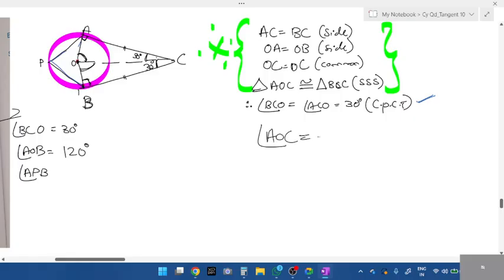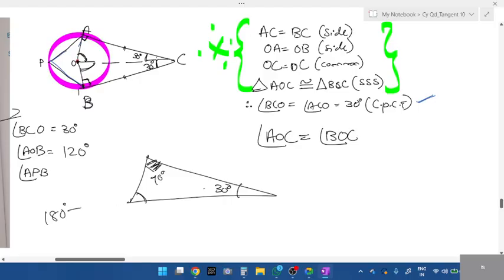Angle AOC will be equal to BOC. Even for this, same. If they are given 60, tell me what will be the value, students. If they had asked angle AOC, how will you find? This is 30 degrees, this is 90. What will be this angle? In a triangle, 180 minus 90 plus 30 is 120. This should be 60 degrees. Angle AOC and BOC both are equal to 60 degrees.